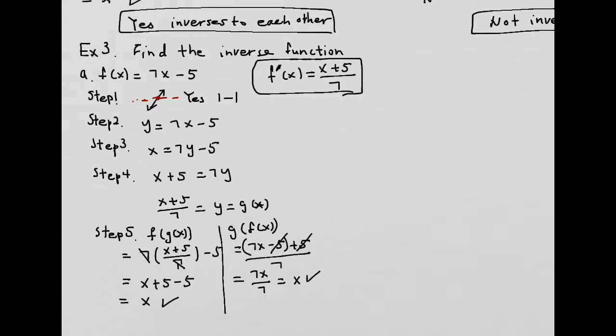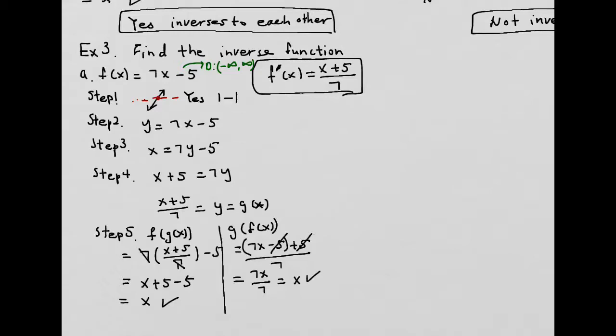One more thing that I wanted to go over is finding a domain. Just looking at this, the given function f of x equals 7x minus 5. What's the domain of this function? Your domain is going to be linear, so it'll be negative infinity to positive infinity. No restrictions, so you have negative infinity to positive infinity, all real numbers.